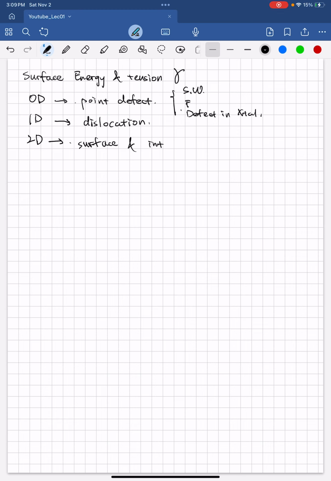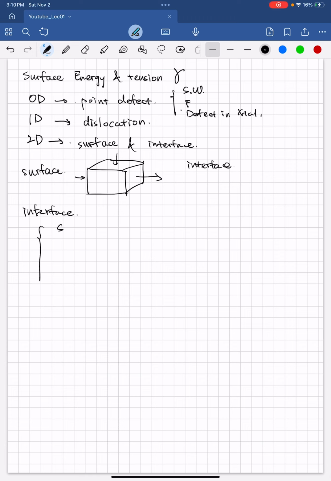And interface. So surface is just what it is. It's just the surface of this material. These are all surface, right? And interface can be many things. So let's talk about interface first. There are many different interfaces like solid-vapor, solid-liquid, or even solid-solid.